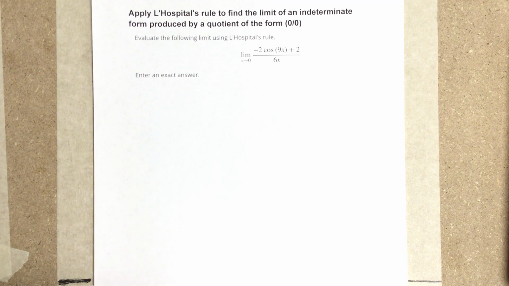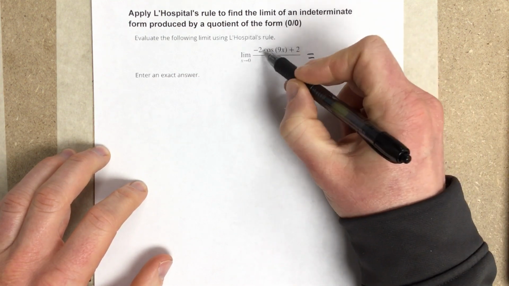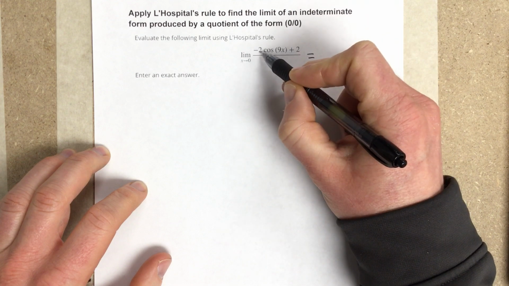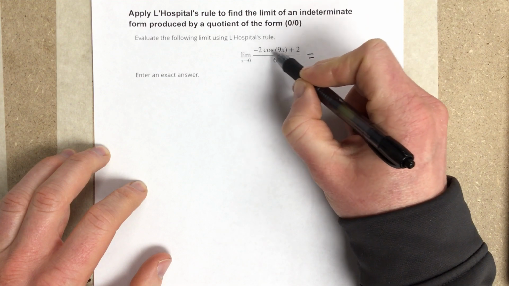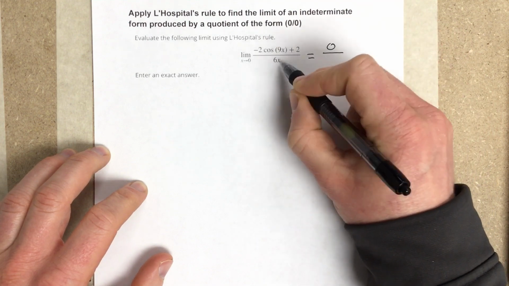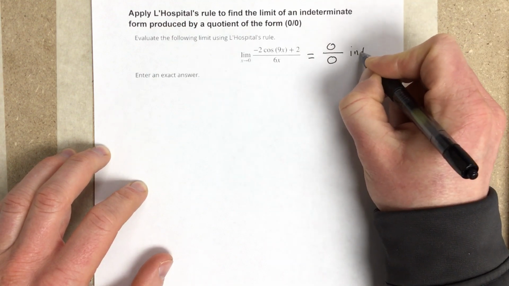So what we want to do here is we want to make sure it's first indeterminate. Let's plug 0 in. I get negative 2 times cosine of 0. Cosine of 0 would be 1. So negative 2 times 1 is negative 2. Add it with the 2. You get 0 on top. Plug 0 into the bottom. 6 times 0 is 0. So we are indeterminate here.